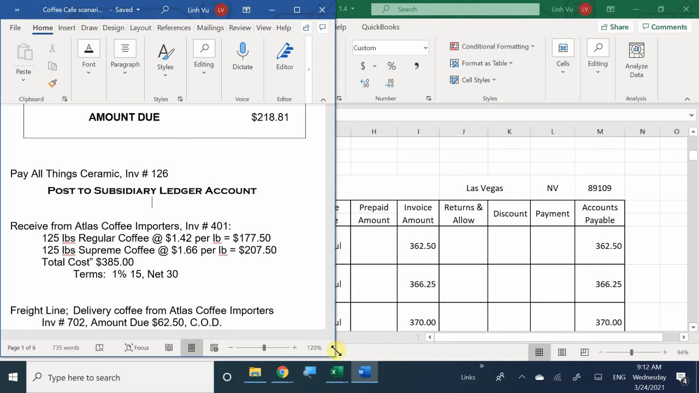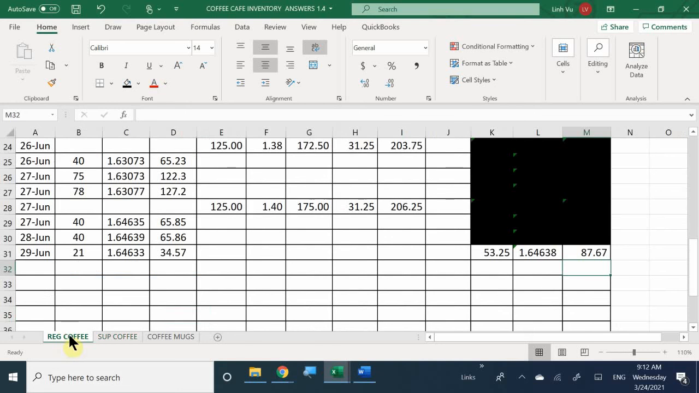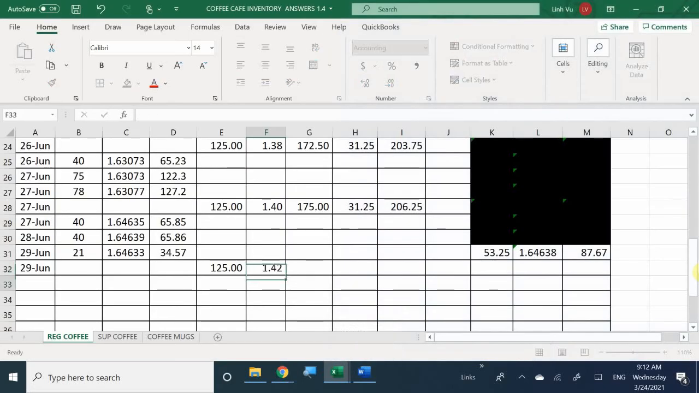Inventory. So here we are, regular coffee. It is now June 29, and we increased our amount by 125. How much is it per? $1.42. $1.42, bringing my purchase price balance to $177.50. Okay, we're gonna stop there because we need to plug in the freight afterwards.